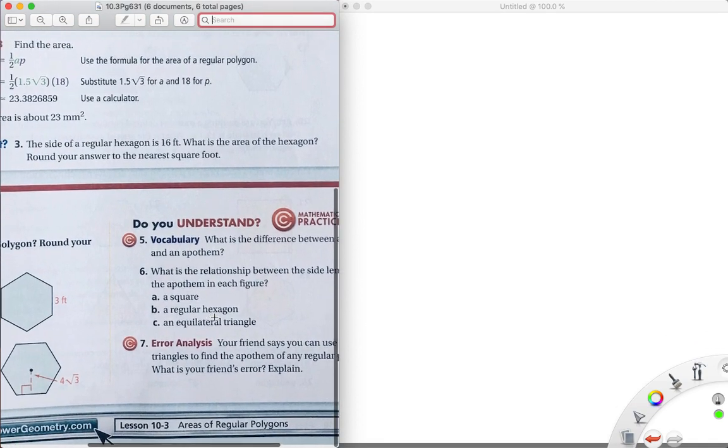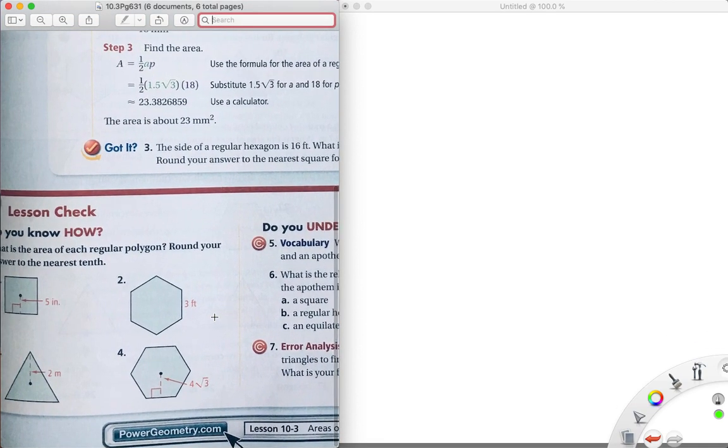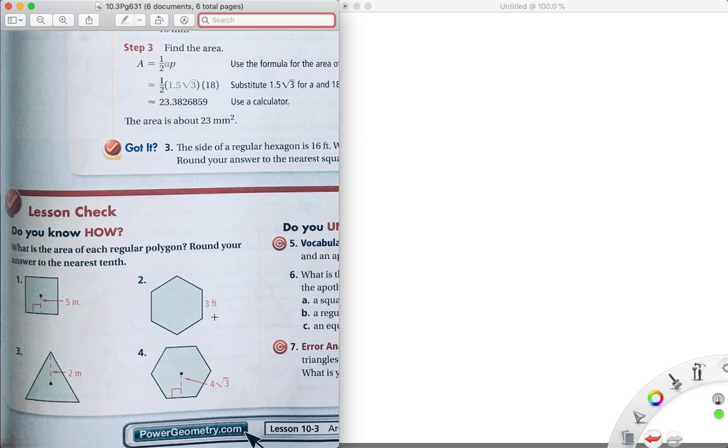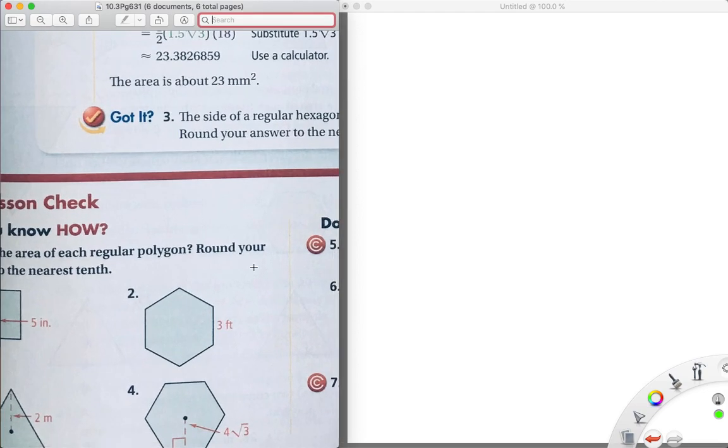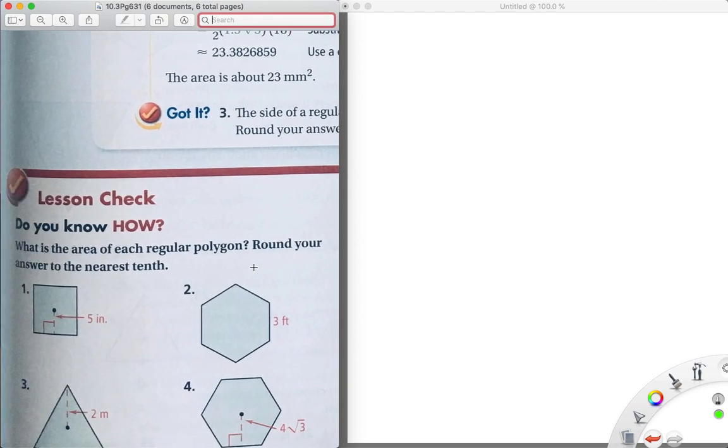Alright. We have four examples. So I'm going to do all these 4 and then I'll end it. They give us for number 1 a regular quadrilateral, or with 90 degrees, so we'll call that a square. They give us the apothem as 5.